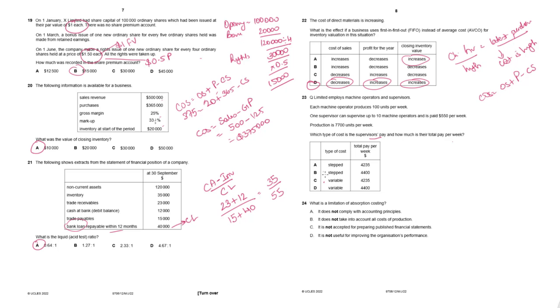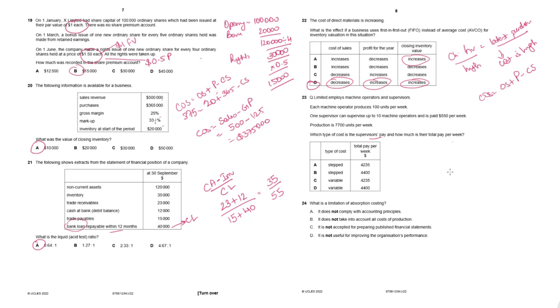It definitely can't be variable, because variable means the supervisor's pay has to vary exactly as per output, but that is not the case. Each supervisor will be supervising 10 operators. So it is not that for every 1 unit the supervisor's cost is going up. So it is not variable, it is stepped up cost. What do you mean by stepped up cost?